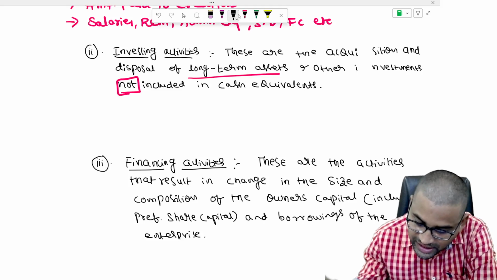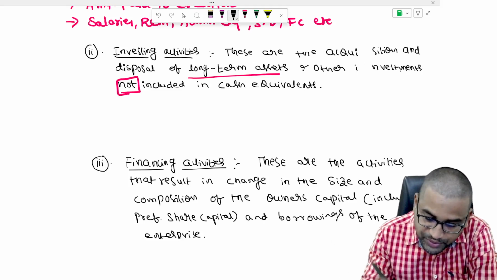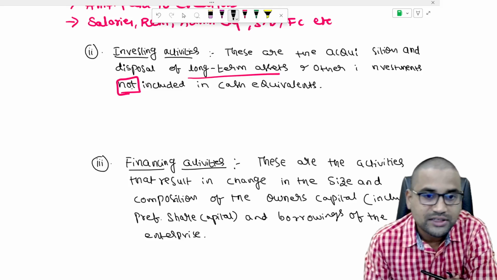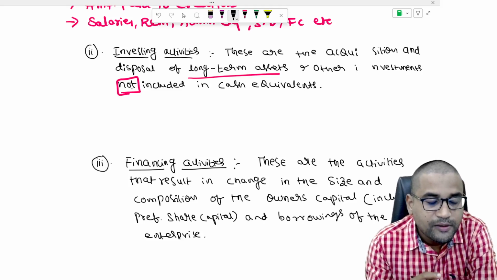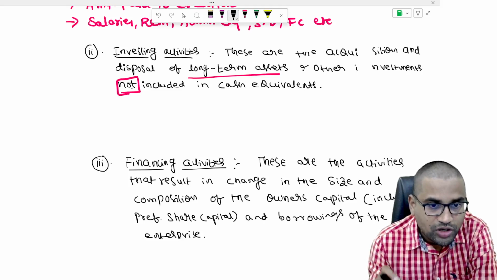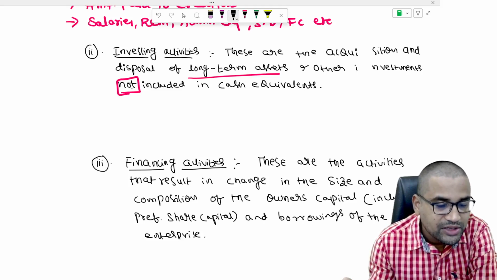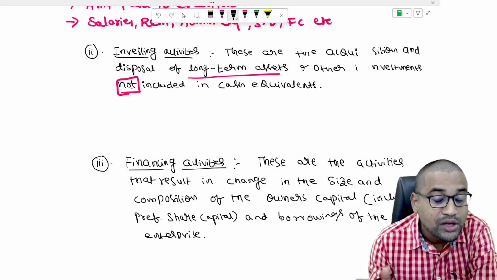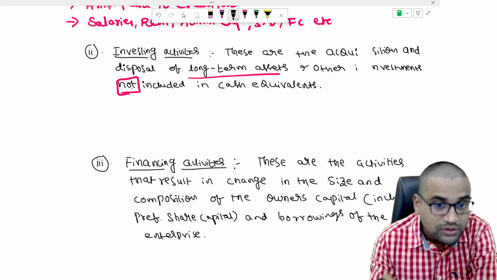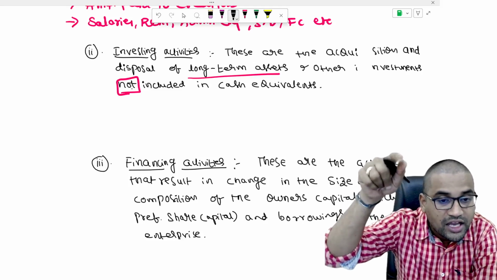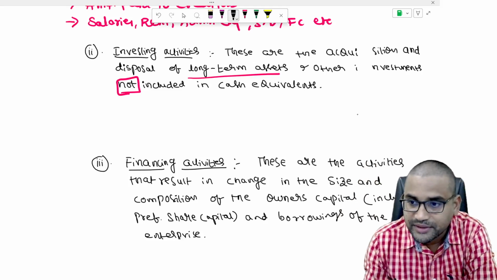So that's why they clearly said other investments not included in cash equivalent. For example, in the question they have given money market instruments. A money market instrument is generally a short-term highly liquid investment which is readily convertible into known amounts of cash, which is subject to insignificant risk of change in value, then consider as cash equivalent. Then again, don't consider under investing activity.